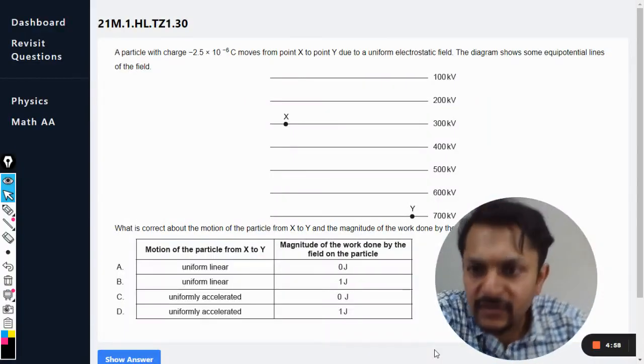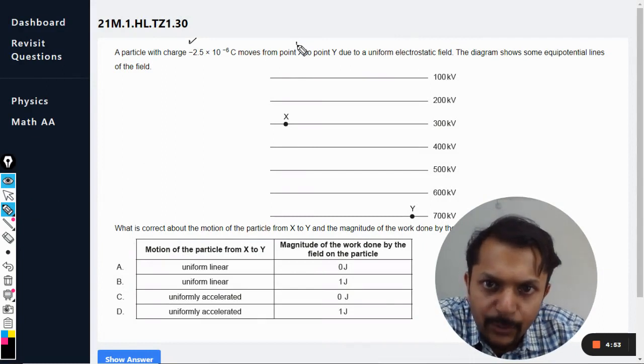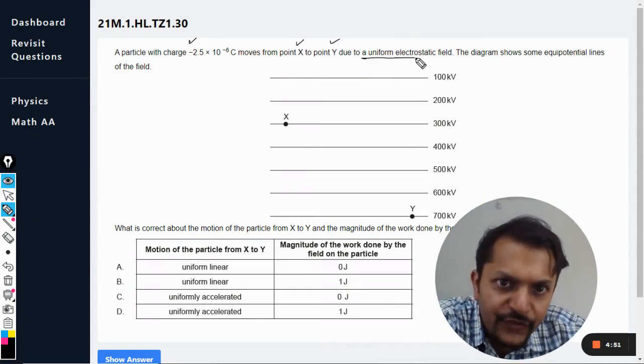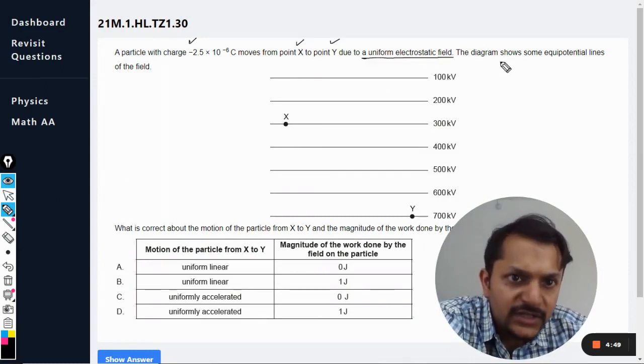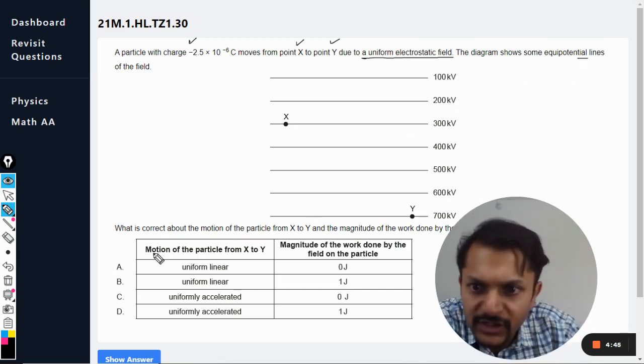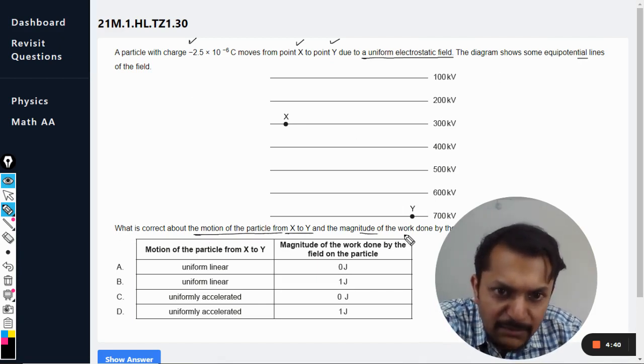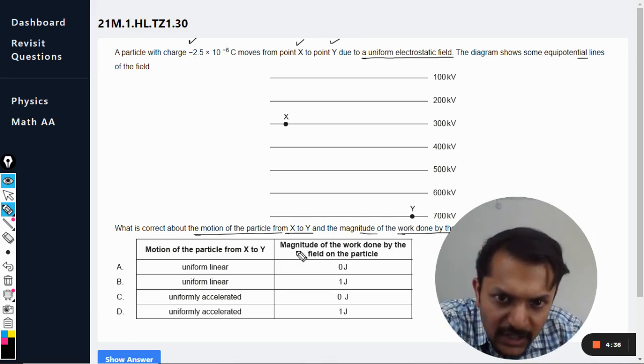Okay, dear students, let us see what is there in this question. A particle of charge moves from the point X to Y in a uniform electric field. The diagram shows some equipotential lines on the field, and the potential is also written. What is correct about the motion of the particle from X to Y and the magnitude of the work done by the field on the particle?